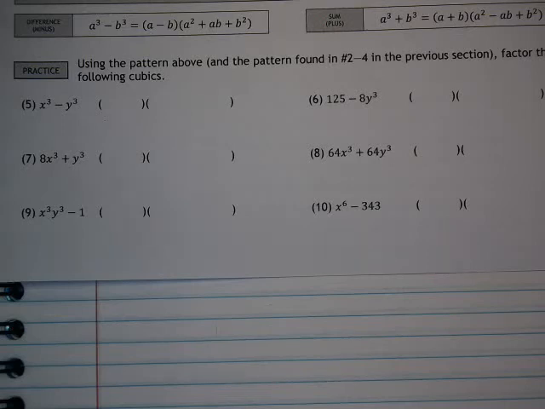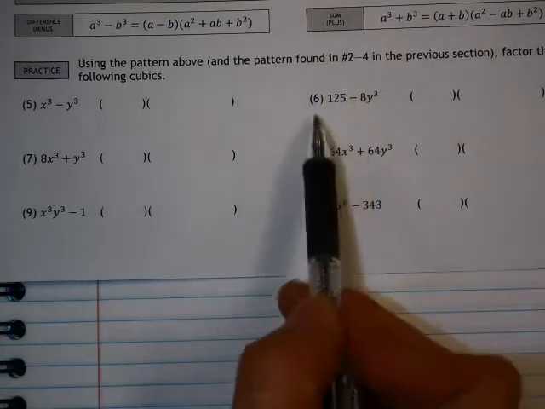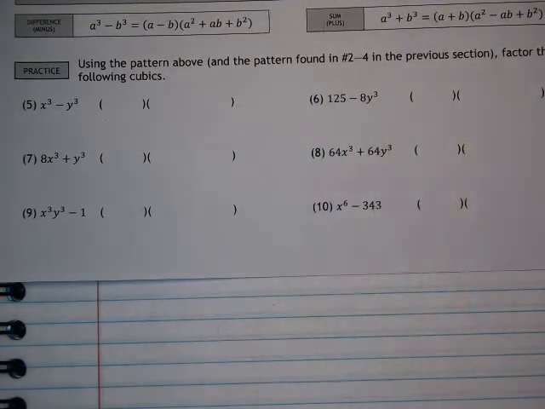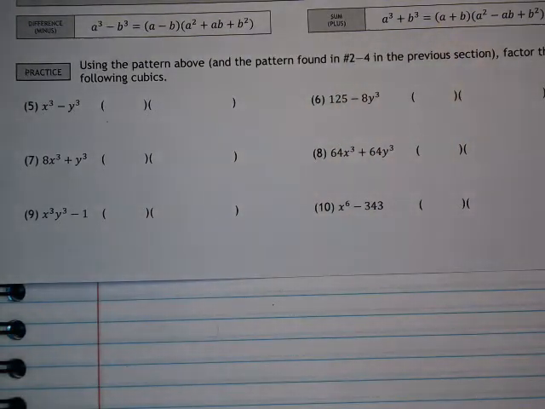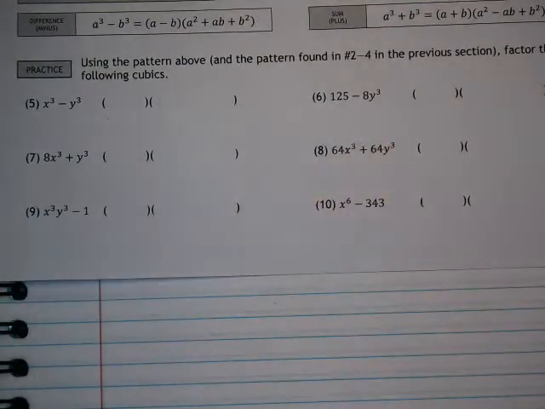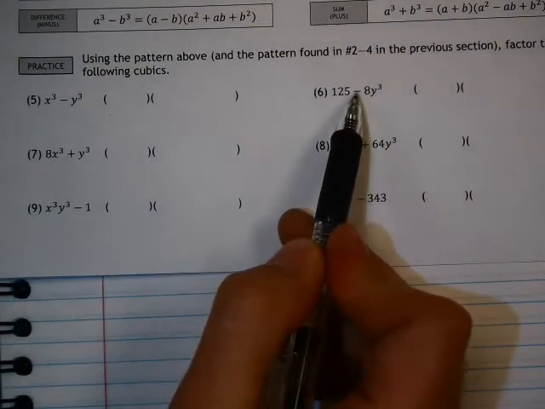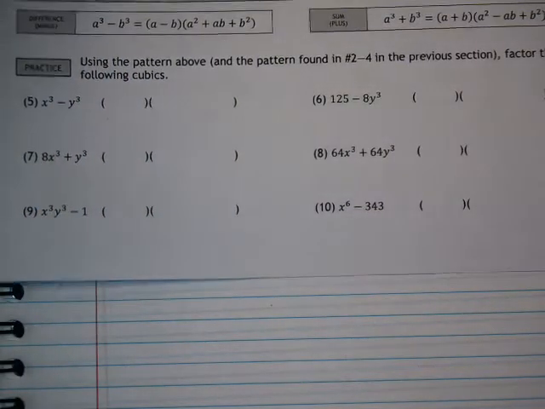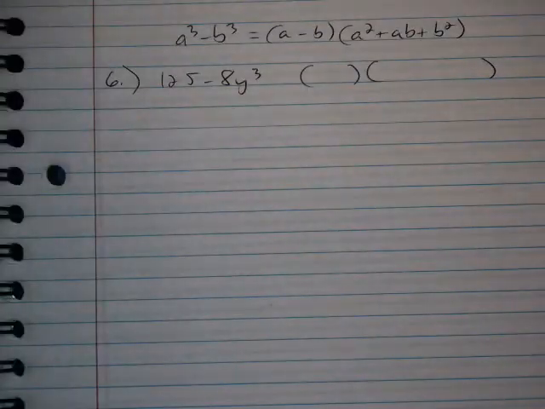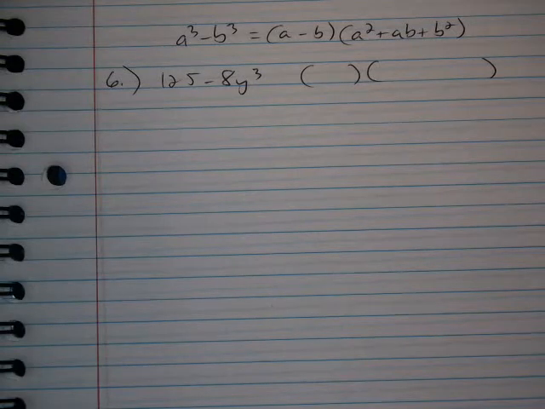Algebra 2, Worksheet 23.2, we're on number 6. We're given this expression, 125 minus 8y cubed. The directions tell us to use the pattern above, one of these two patterns, to factor this cubic. Now, since this is subtraction, I'm going to go ahead and use this pattern. And I've written that pattern as well as the problem here, so I can do all the work here. I've got more room.